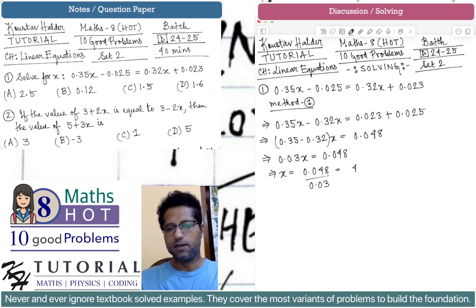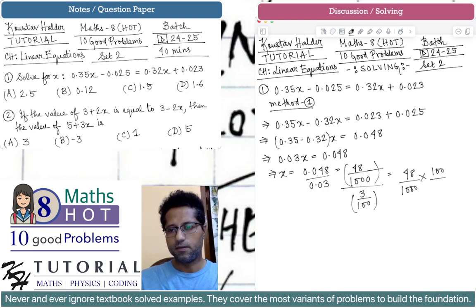If you convert it in fraction form, 0.048 will be 48 by 1000, and 0.03 in fraction form will be 3 by 100. So we have 48 by 1000 whole divided by 3 by 100. If you simplify this further, you will get 48 by 1000 multiplied by 100 by 3.